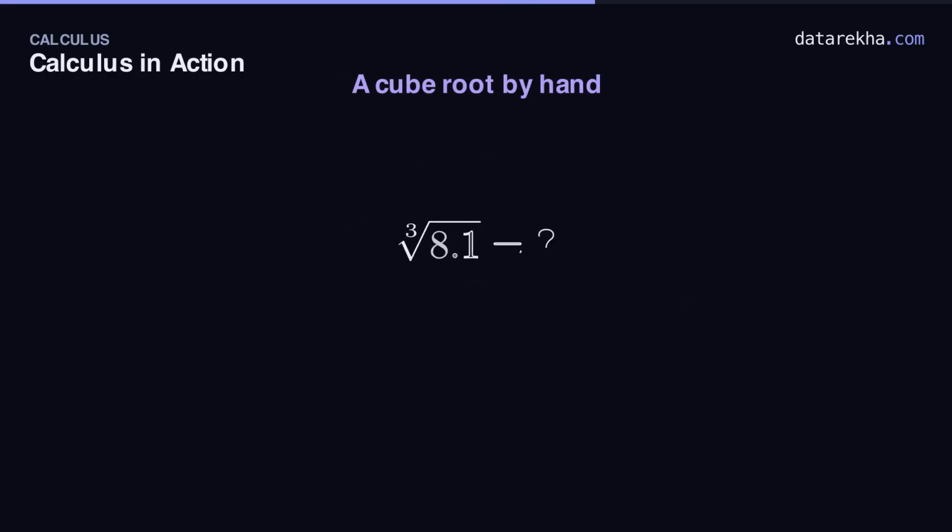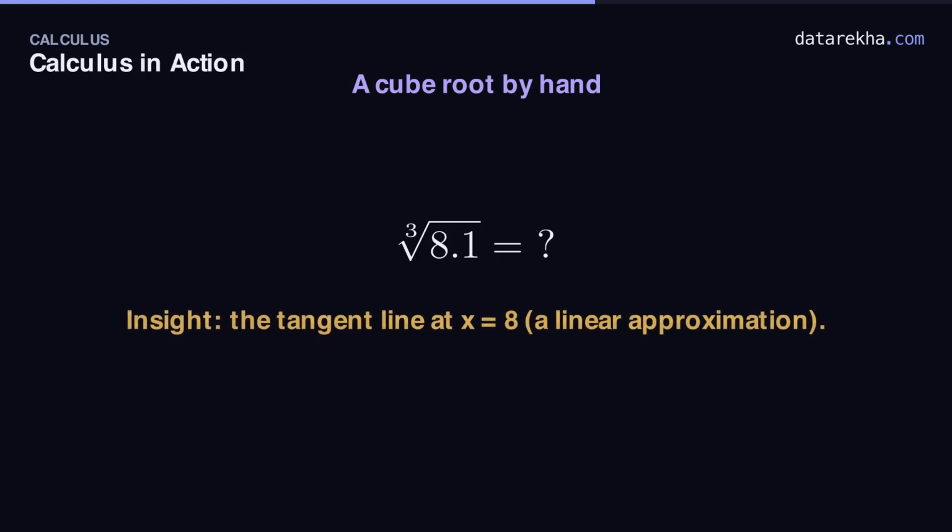Problem 4. Estimate the cube root of 8.1. By hand, no calculator. It looks awkward because 8.1 isn't a perfect cube, but 8 is a perfect cube. Its cube root is exactly 2, and 8.1 is just a whisker away. The insight: near a point we know, a smooth curve looks like its tangent line.